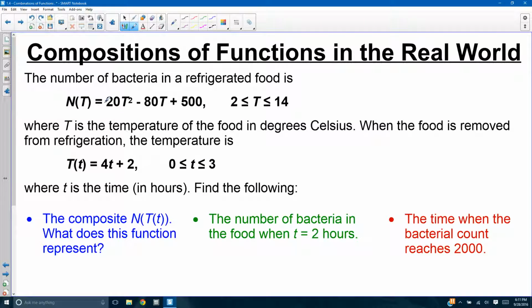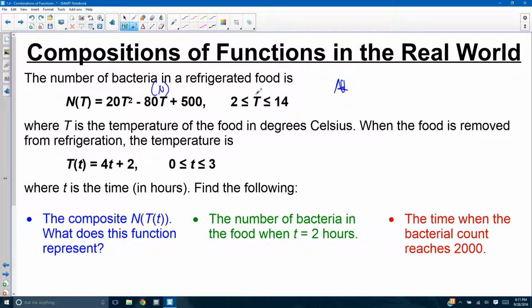Okay, one last problem, and there are 3 parts to this problem. It doesn't mean they're all separate things, but they might be. The number of bacteria in a refrigerated food is N of big T, because there's a little t later. It's 20T squared minus 80T plus 500, where T is between 2 and 14. What does all this mean? They tell you N is the number of bacteria. Let's just put N. So T, big T, is the temperature of the food in degrees Celsius.